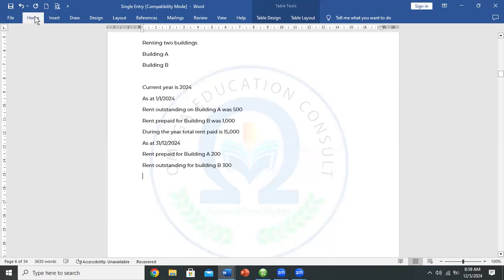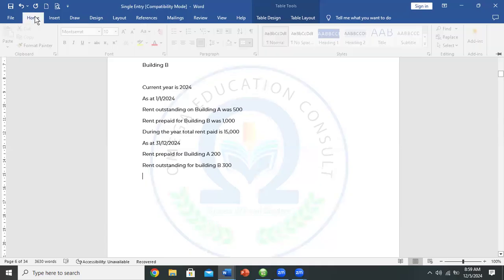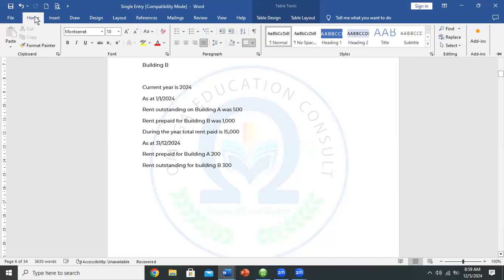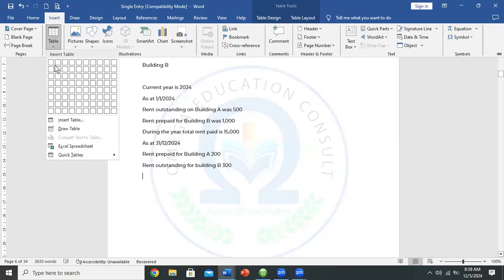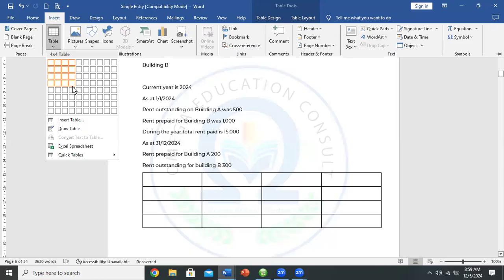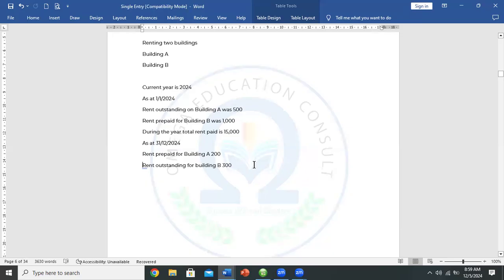So let's make it very simple. To be able to find the rent for the period, you have to apply your double entry principle by debiting and crediting the account, right? The first thing you have to do is to open your expense account. So let me open it here. Let me copy an account here and bring it in.